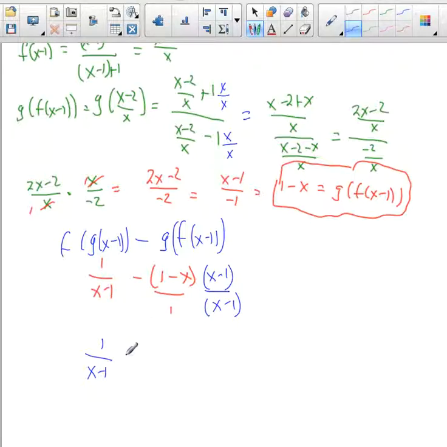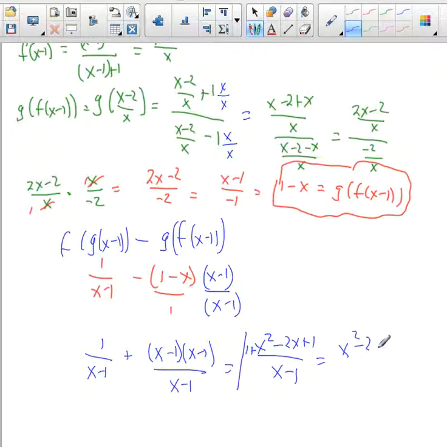I think I'm actually going to make this a plus here and flip the sign of this term. x minus 1 times x minus 1 over x minus 1. So this gives me x minus 1 quantity squared, which is x squared minus 2x plus 1. And the denominator is x minus 1. Oh, I'm sorry, plus 1. So it's 1 plus x squared minus 2x plus 1. So that is equal to x squared minus 2x plus 2 over x minus 1.